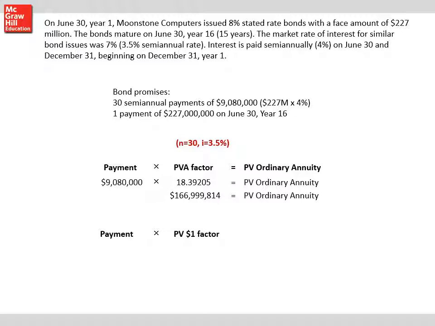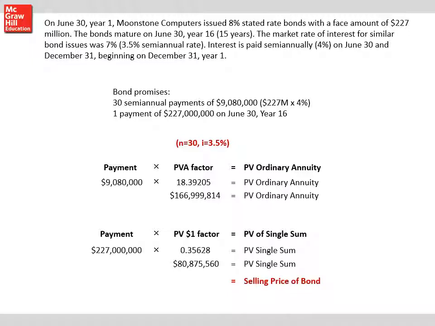Then we're going to find the present value of the face amount. Bondholder, you give us money today, we'll give you $227 million in 15 years. We're going to use $227,000. We're going to find the factor for N equals 30, I equals 3.5%, because that's the compounding periods. So the present value of the principal or the face amount of the bond is $80,875,560.